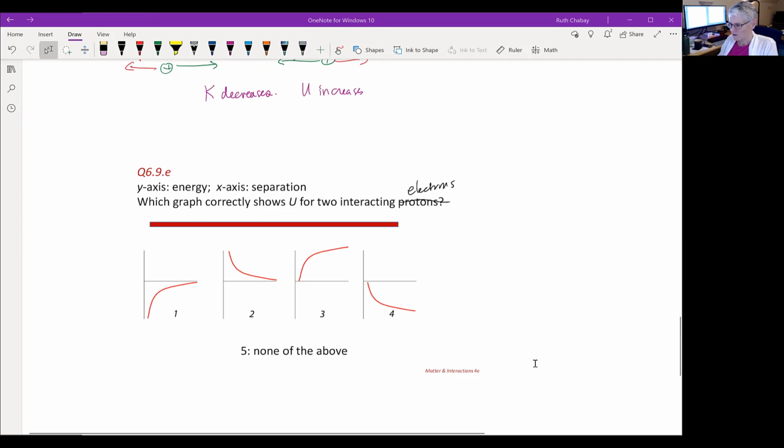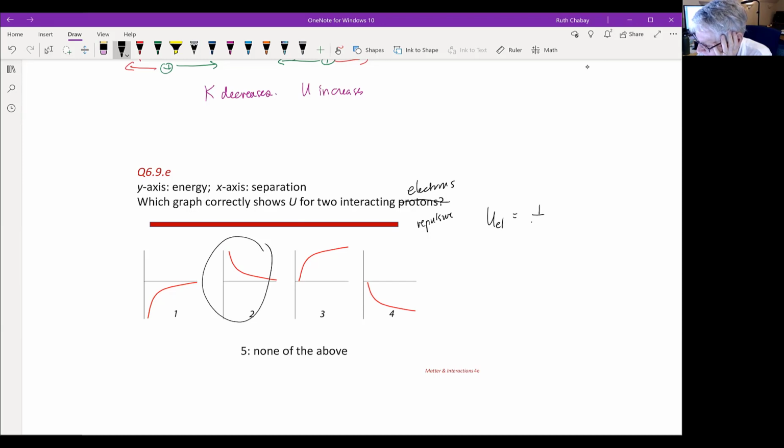So in fact, for 2 interacting electrons, the graph is going to be exactly the same as it is for 2 interacting protons, because that's still a repulsive interaction. So we have the electric potential energy is 1 over 4 pi epsilon 0 Q1 Q2 over R. This is now a negative number, but this is a negative number also, and so a negative times a negative is a positive, so it still comes out to be a positive number.